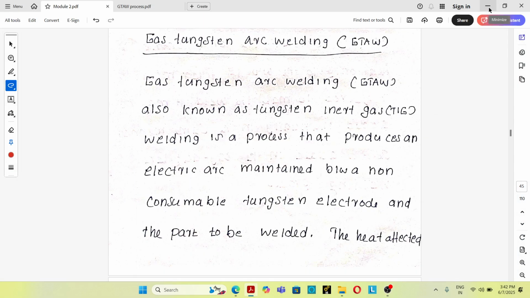In this video, I am going to discuss the gas tungsten arc welding process, the GTAW process. It is also known as the tungsten inert gas welding process. Gas tungsten arc welding is basically an arc welding process. In this process, an arc is created between a non-consumable tungsten electrode and the part to be welded. That's a very important point.